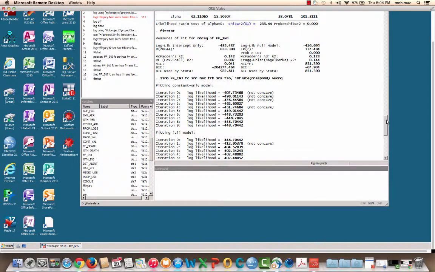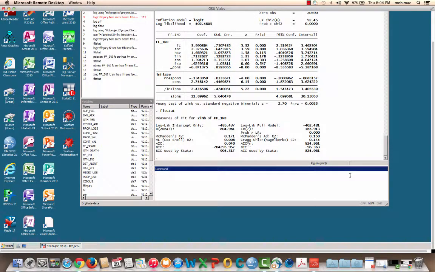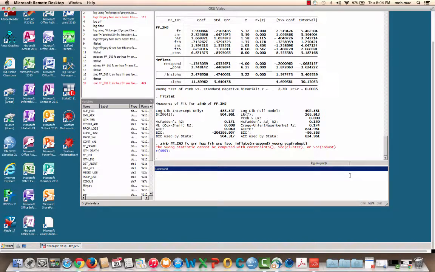So let me go back down here. Let me arrow into this command structure. I'm going to hit function up. I think you just hit page up and it'll work. I'll show you. If I keep Wong in here, and if I put VCE, which is the structure for telling you to do robust standard errors, if I put both of those in there, it'll come back and say I can't do it with Wong. See, the Wong statistic cannot be computed with constraints, VCE cluster or VCE robust. And so what that's telling me is I just simply can't do what I tried to do.